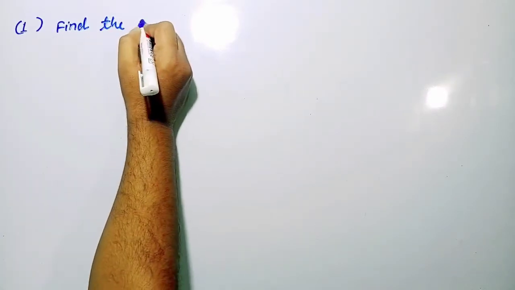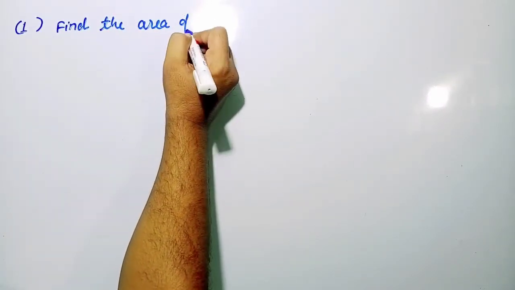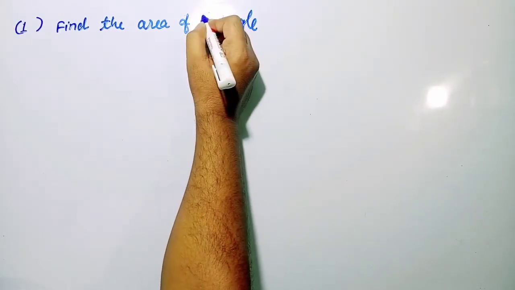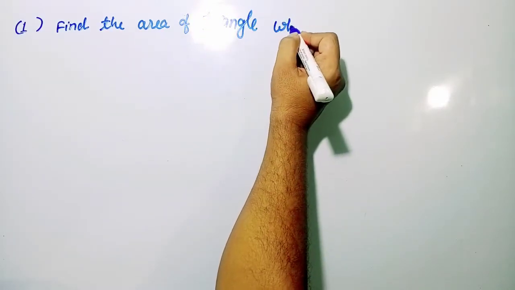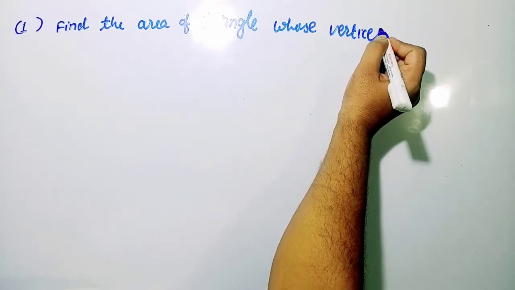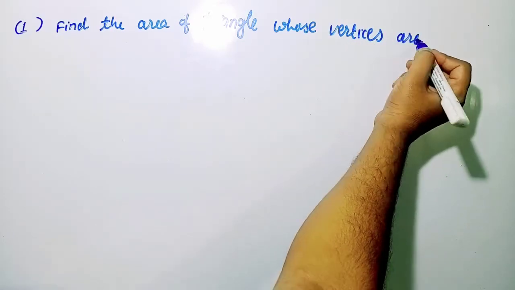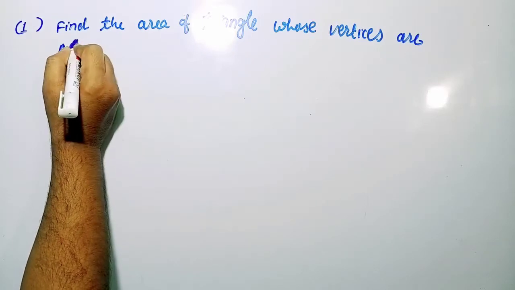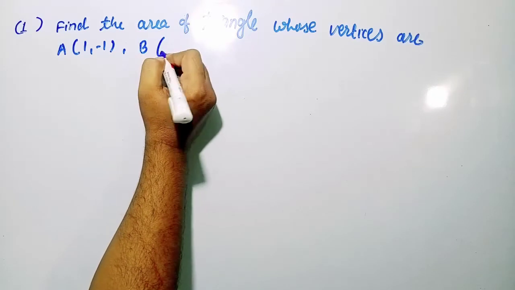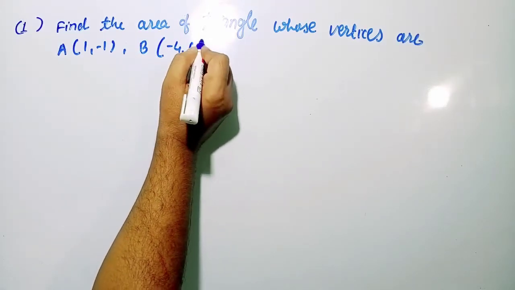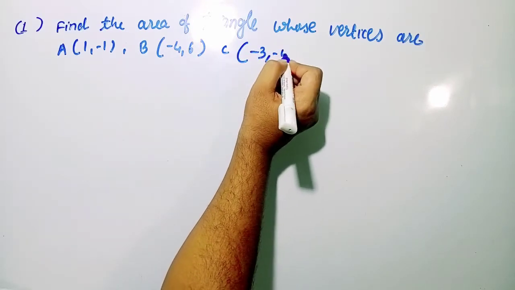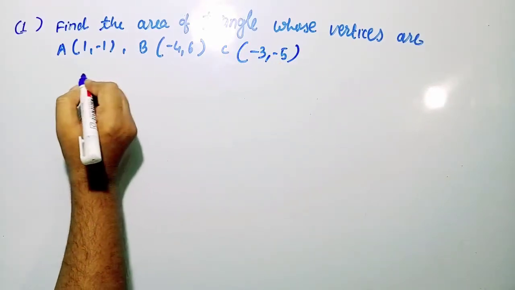Now consider the first question. Find the area of the triangle whose vertices are A having coordinate point (1, -1), B (-4, 6) and C having coordinate (-3, -5).